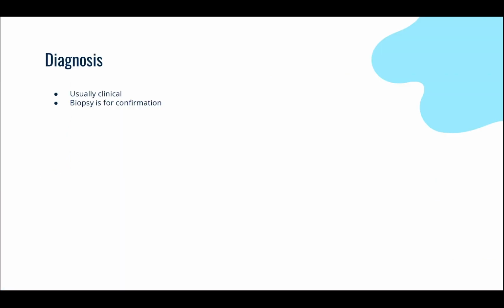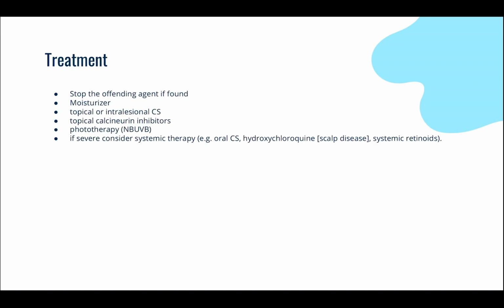For the diagnosis, the same like psoriasis, it is clinical, and then if you are in doubt, you can use biopsy to confirm. For the treatment, you have to stop the offending agent if it is found. So if the patient has hepatitis C virus, treat the patient. If the patient used dental restorative material, then ask the patient to change it. You'll also ask the patient to moisturize, and then we can also use topical corticosteroids or calcineurin inhibitors, as well as phototherapy. If the disease is severe, we can use systemic therapy such as oral corticosteroids, hydroxychloroquine, and systemic retinoids, especially in hypertrophic lichen planus.